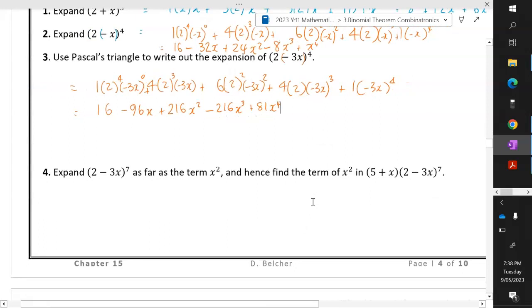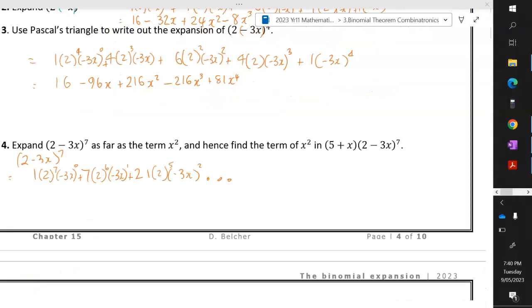It says expand 2 minus 3x to the power of 7 as far as x squared, and hence find the term of x squared in this expansion here. So let's look at the first part. Let's expand this as far as the x squared term. So I've just expanded that until we've got to the term of x squared in there. So I haven't needed to write all the coefficients down. So I'm just going to neaten that up a little bit now.